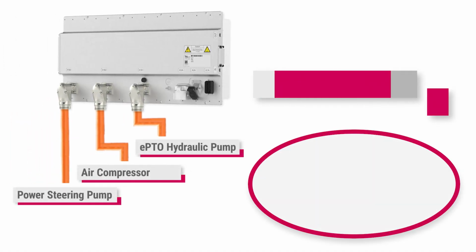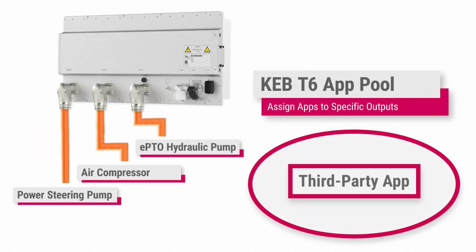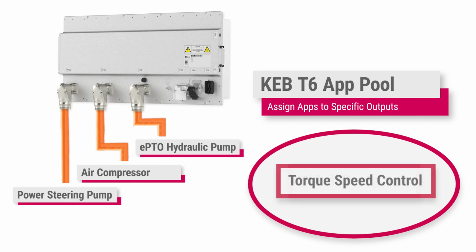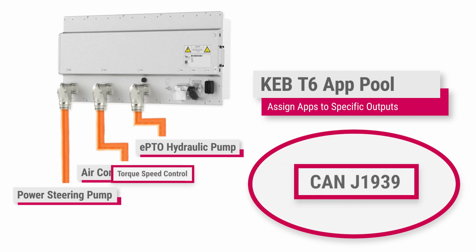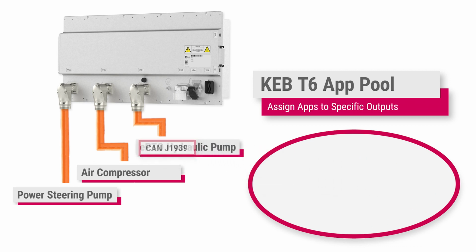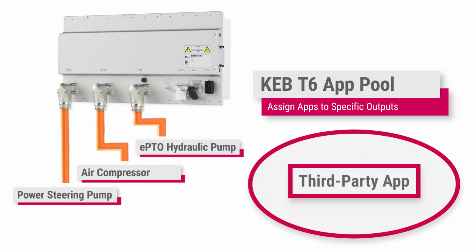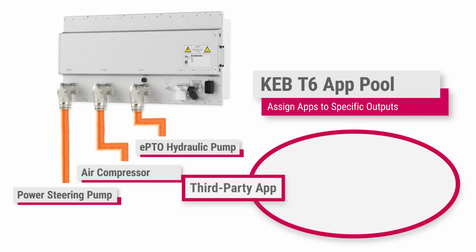Once the custom app is developed, it'll go directly into the KEB app pool. From the app pool, different apps can be selected and applied to different inverter modules based on the application. So for our custom application, we would select whatever the app is and apply that to whatever inverter module needs to be controlled with the custom app.